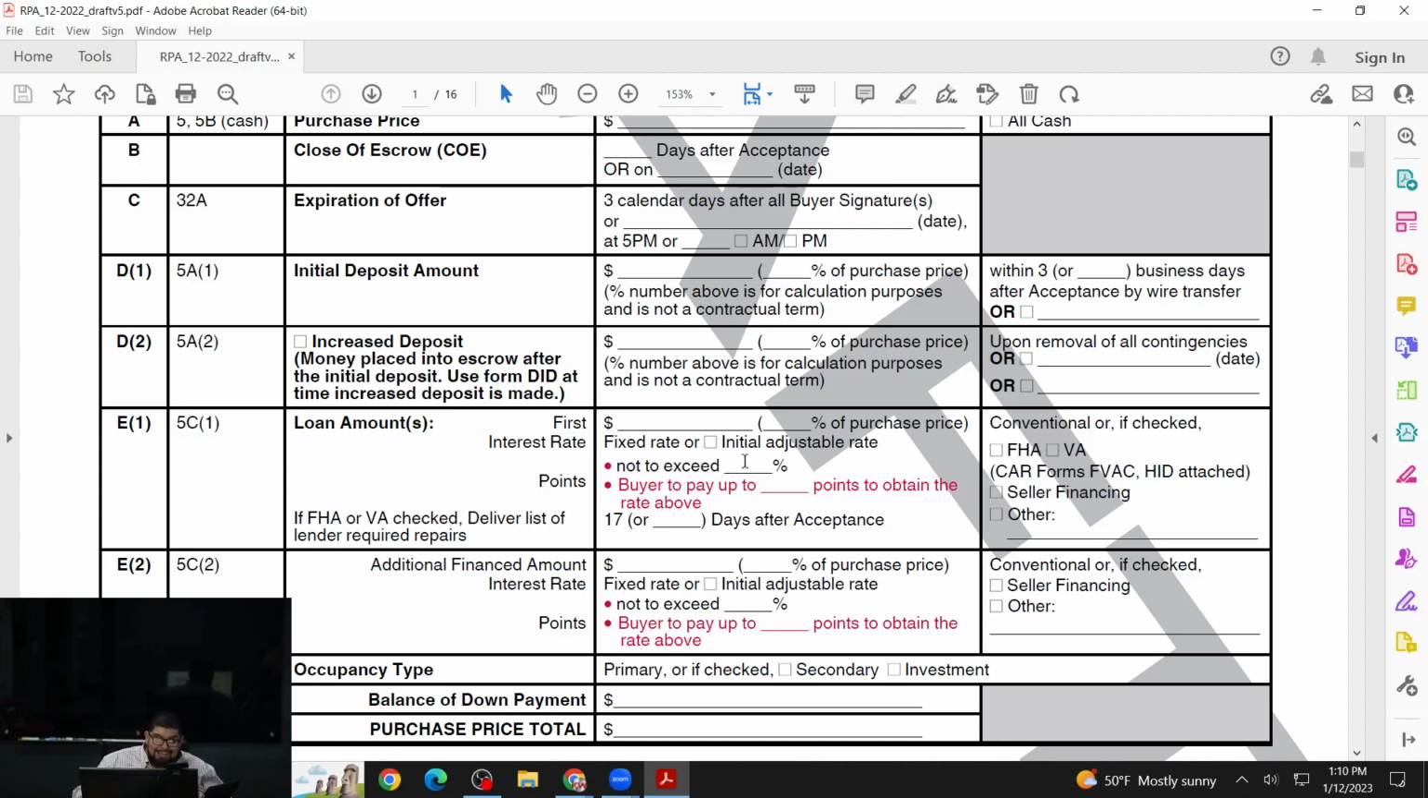So in this section, that's where you would put buyer to pay up to 1 point, or whatever the information is that the lender is giving you, points to obtain the rate above. Does this make sense? Yes. Okay? So this is absolutely new on the contract. Right? Because we are in a buyer's market where we are asking for money for a buy down, they're making it what? Contractual. Okay? Any questions on that?